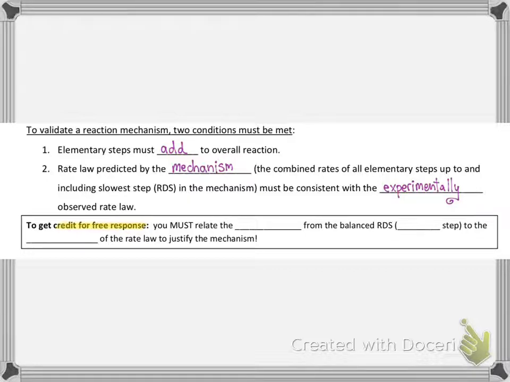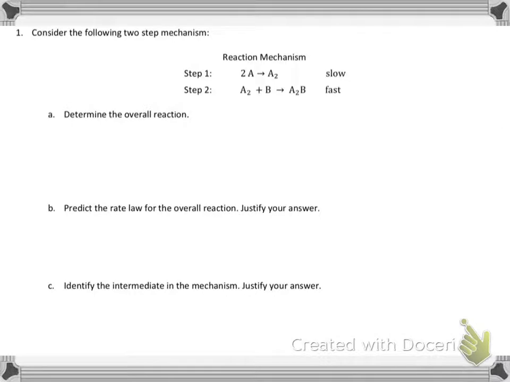The trick is, if you want to relate the rate law that you derive from the mechanism to the experimentally determined one, you have to talk about the coefficients from the rate determining step and compare that to the exponents on the rate law. Now remember, the exponents on the rate law, that's the order with respect to each of the reactants. Okay, let's go ahead and try a practice problem so you can see what this actually looks like.